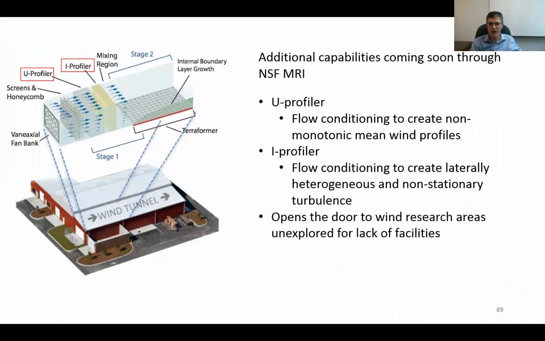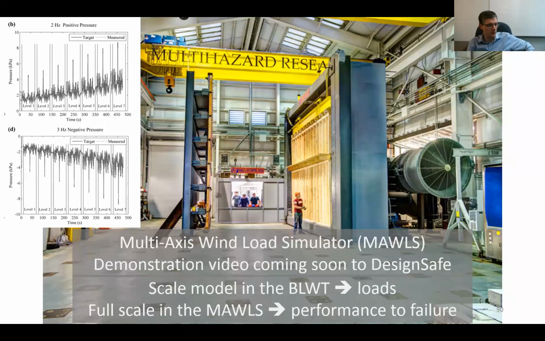And there's a few things coming up in the future. I won't dwell on these, but we're also going to add some more control to the mean wind speed to get a non-monotonically increasing boundary layer, to simulate things like downbursts. And an eye profiler to get more control over the turbulence intensity to give you perhaps non-homogeneous, non-stationary turbulence in the wind field. That's going to open the door to more research areas than we can achieve right now in any traditional facility.